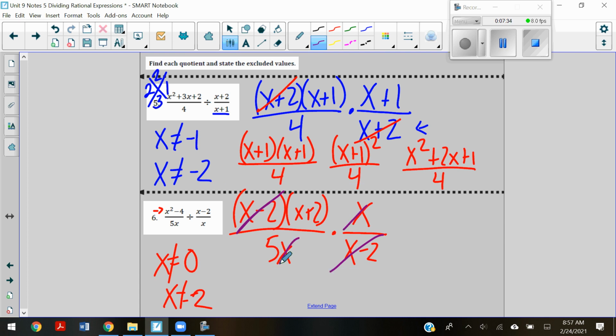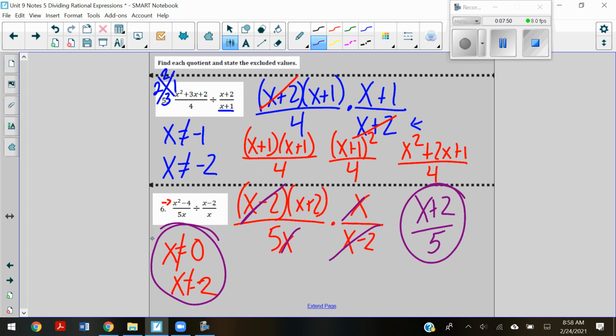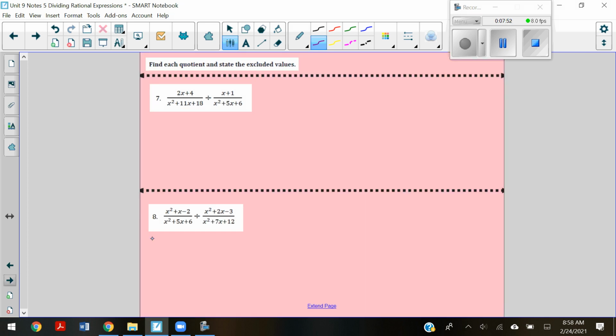All right, so I can cancel out my x minus 2's, and I can cancel out x. Now notice, this is not going to change to 4x. I'm canceling out the x part of that, so I still have that 5. So I get x plus 2 over 5 for my simplified answer, and my excluded values lie there. All right, you feeling okay? If you don't, pause, rewind, rewatch, email me, ask me questions.